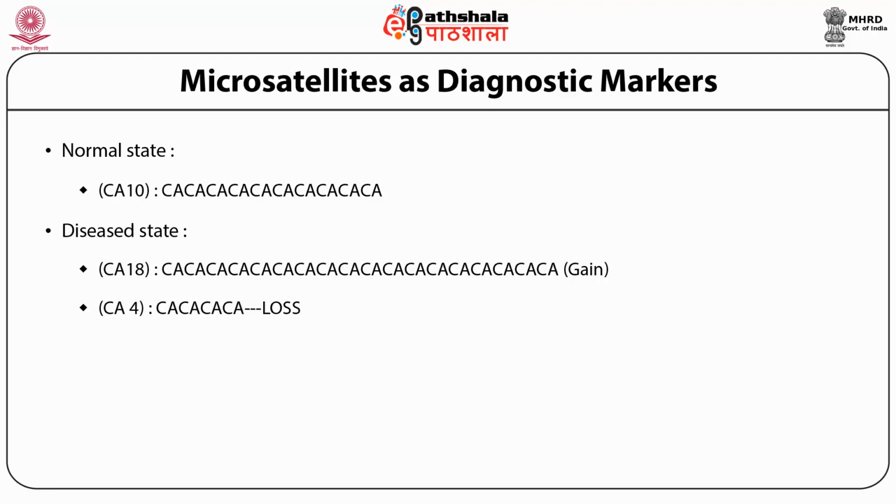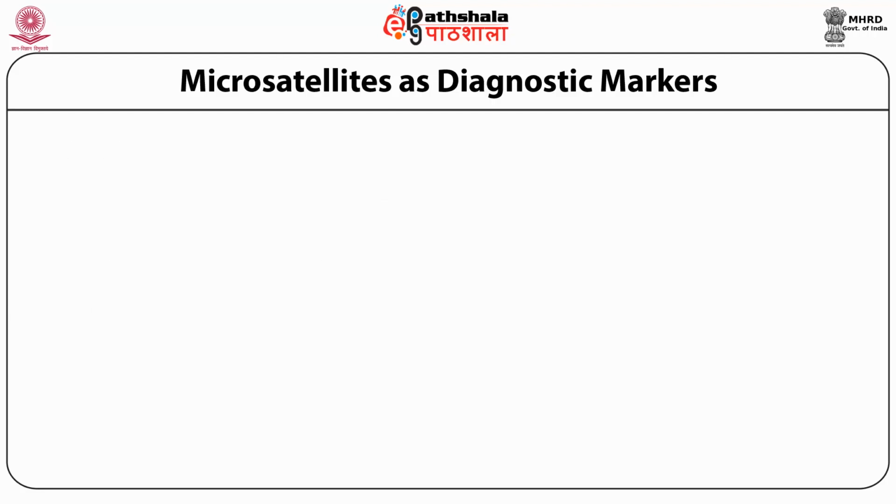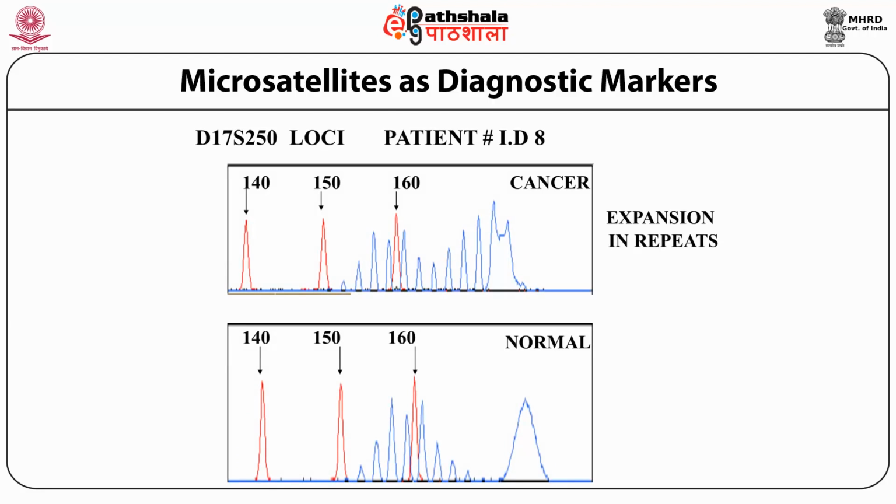Let us understand this by an example. This is just an example of how the expansion of the repeat D17S250 loci is seen in a patient in a cancer versus a normal. As you can see, the blue peaks actually represent expansion of a repeat in the cancerous region, whereas it is normal and limited in the normal sample.